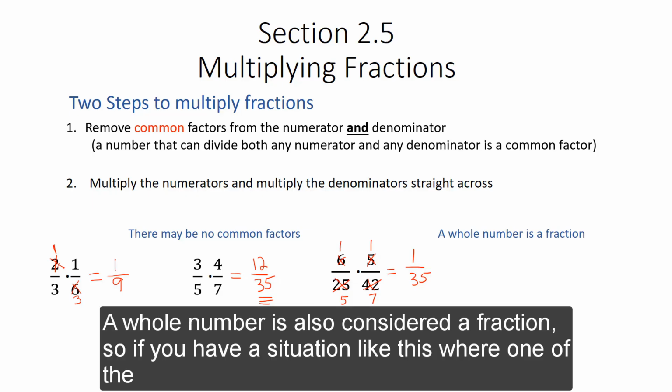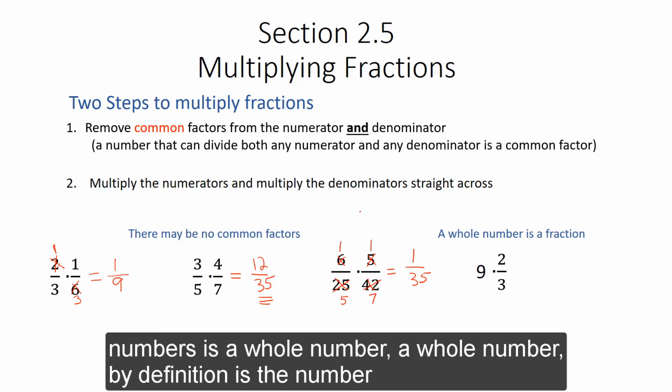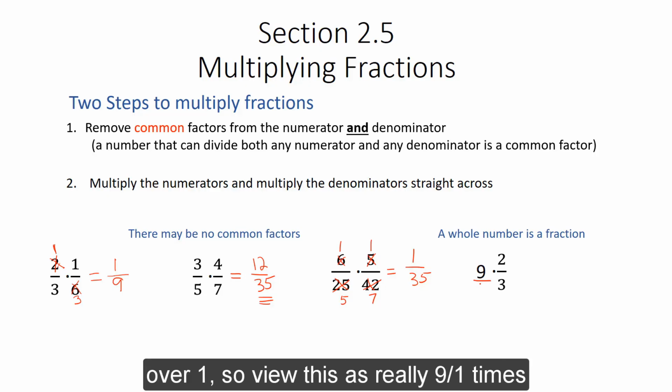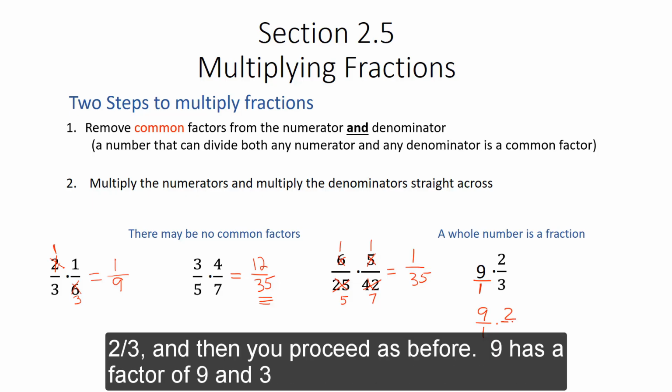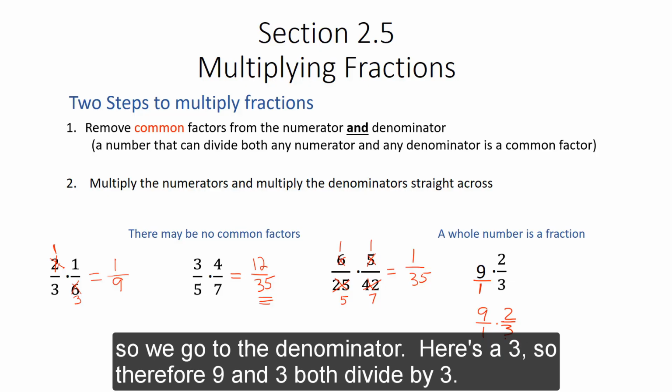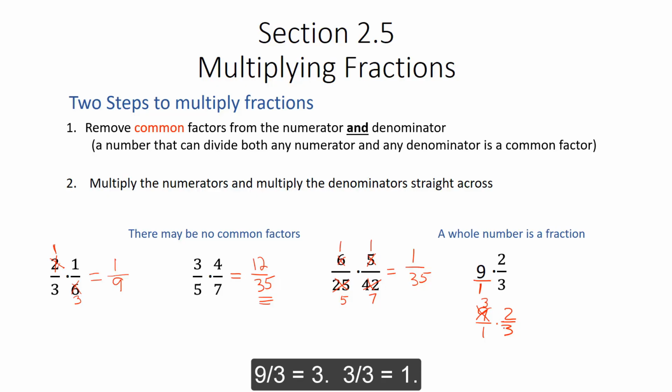A whole number is also considered a fraction. So if you have a situation like this where one of the numbers is a whole number, by definition it is the number over 1. So view this as really 9/1 times 2/3. And then you proceed as before. 9 has a factor of 9 and 3. So we go to the denominator. Here's a 3, so therefore 9 and 3 both divide by 3. 9 divided by 3 is a 3. 3 divided by 3 is a 1.